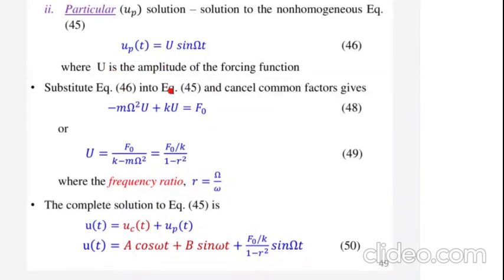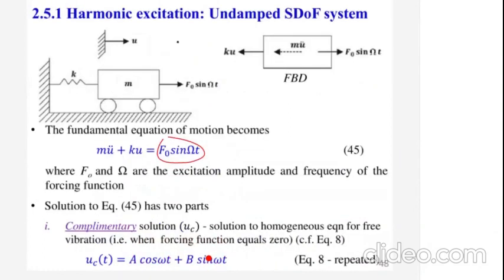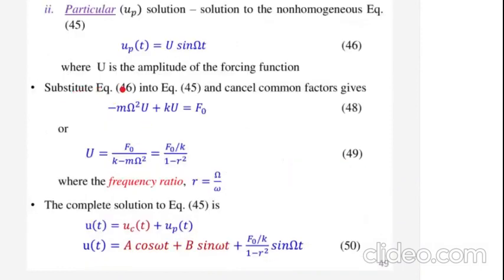So if we substitute equation 46, this is the solution, into equation 45, first we have to differentiate twice to get the acceleration, so that we can substitute the particular solution into our fundamental equation of motion. Then we cancel the common factor, which throughout the equation is sine omega t. So we are left with equation 48, or you simplify to this format.